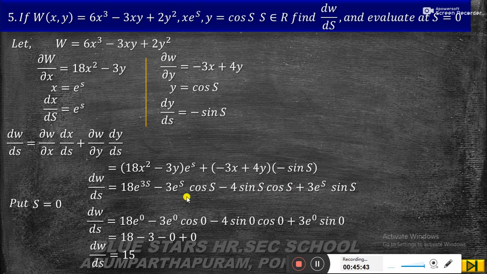So the next step, now I substitute s equal to 0. So dw by ds equal to 18 e power 0 minus 3 e power 0 cos 0 minus 4 sin 0 cos 0 plus 3 e power 0 sin 0. So e power 0 is 1, cos 0 is 1, and sin 0 is 0. So the next step, 18 minus 3 is 15. dw by ds equal to 15. This is the answer for dw by ds. So we found the answer. We complete the class.